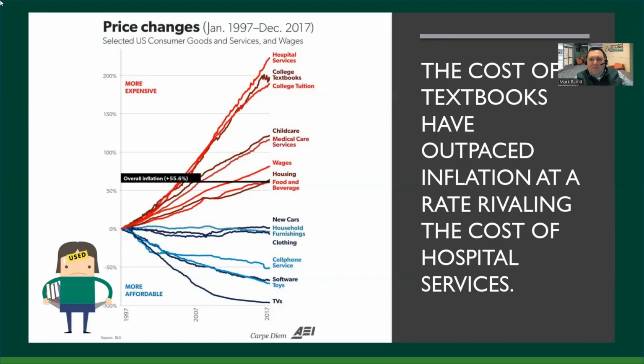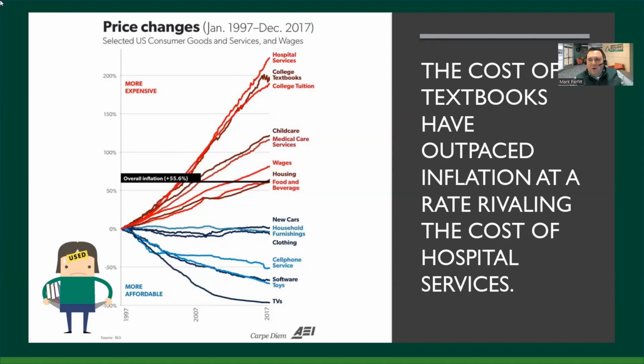But you can see the cost of textbooks has outpaced inflation at a rate rivaling the cost of hospital services. This slide is not my slide, it's an OER licensed slide, and because it's OER licensed, I'm allowed to share it with you. You can see where college textbooks rate in terms of inflation. Textbooks actually are higher than college tuition in terms of inflation, if you can believe that, higher than some types of childcare, medical services, housing. Basically everything. So the cost of textbooks has really gone up in the last several years.